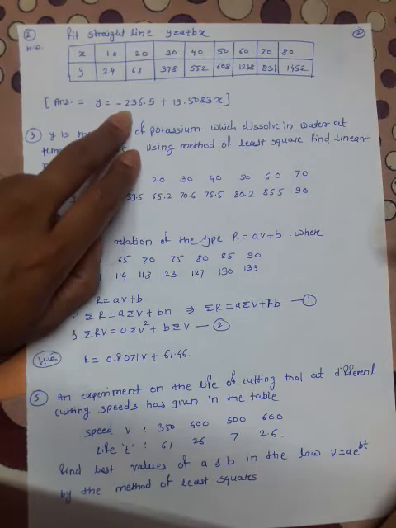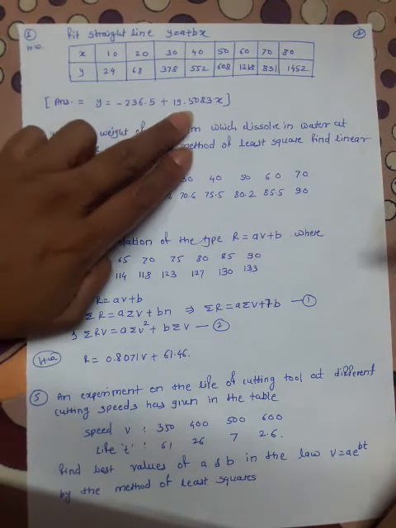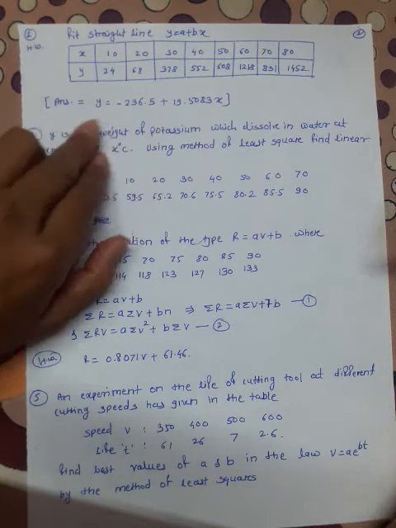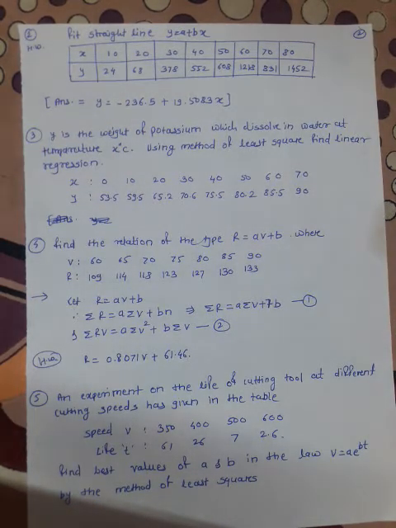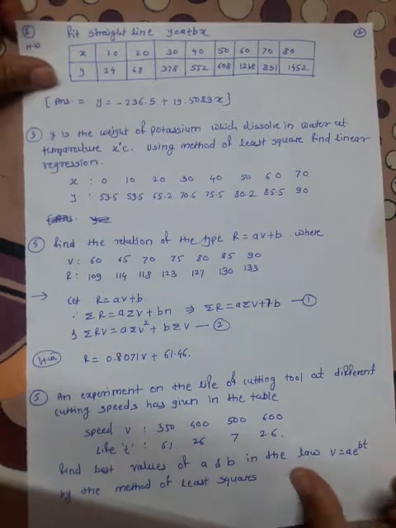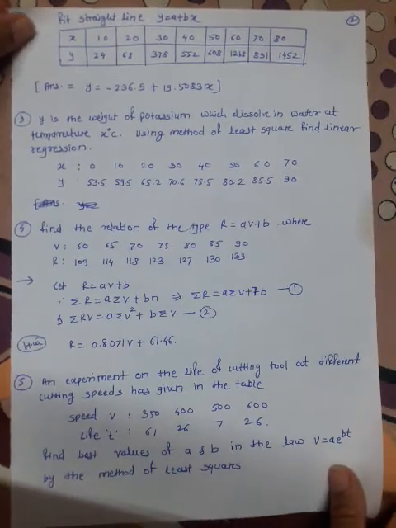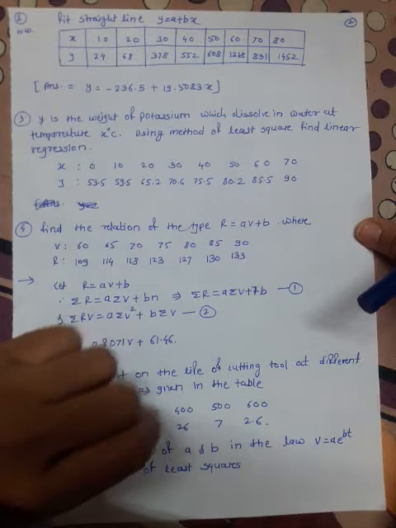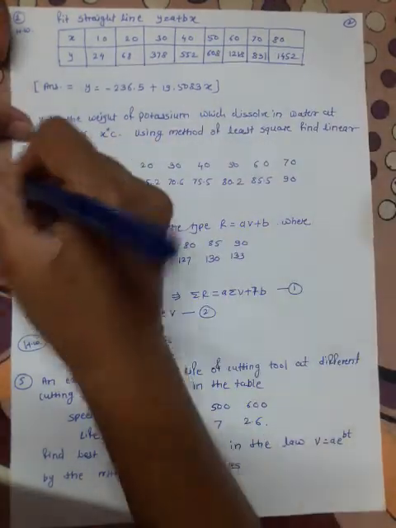Okay, minus 236.5 plus 19.5083x. This is the homework for you. Just follow the steps in the earlier example. You will get this answer. Now this one is also homework.